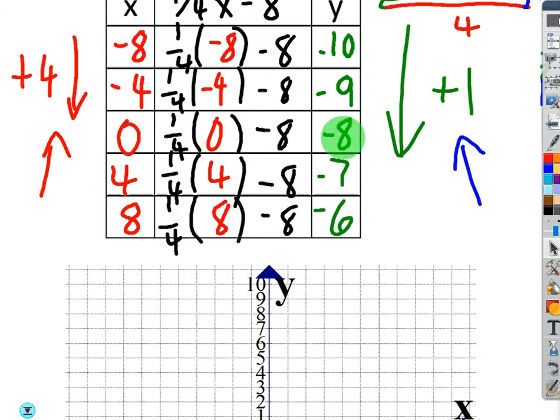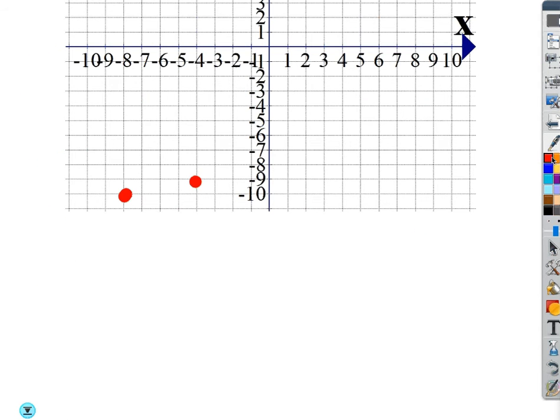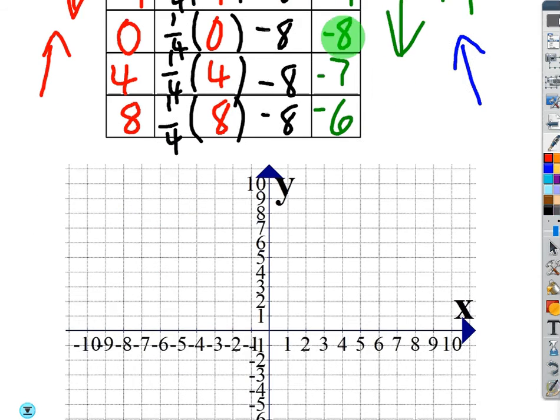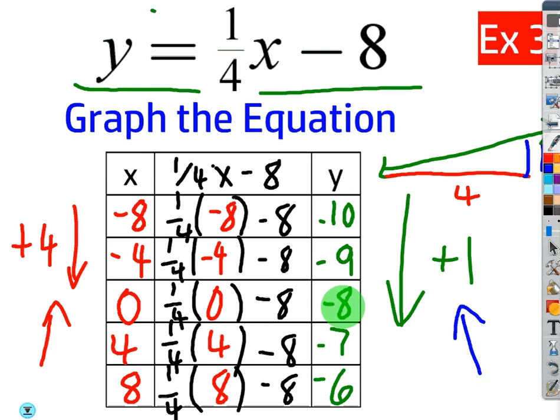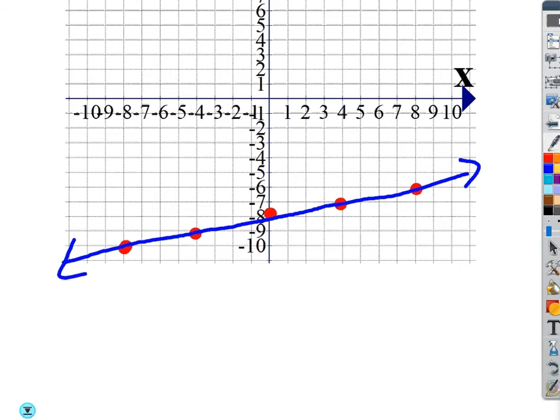We'll do a few more. 0, negative 8. We can see it forming a straight line. And then 4, negative 7, 8, negative 6. Okay, and if we connect that with a line, okay. So what do you guys think the slope of this one is based on all this information? 1/4, right? So you can just look at that number right there, or you can actually count it. Let's see if this works. We're going to go up 1 over 4. So the slope would be 1/4.